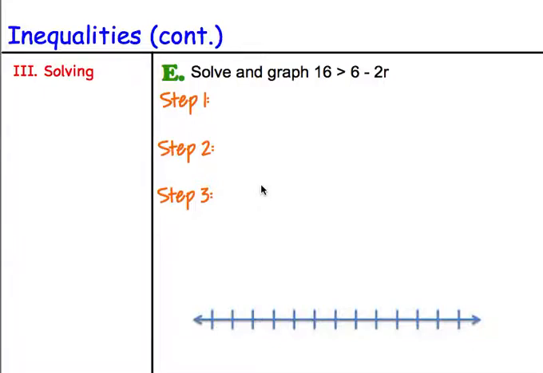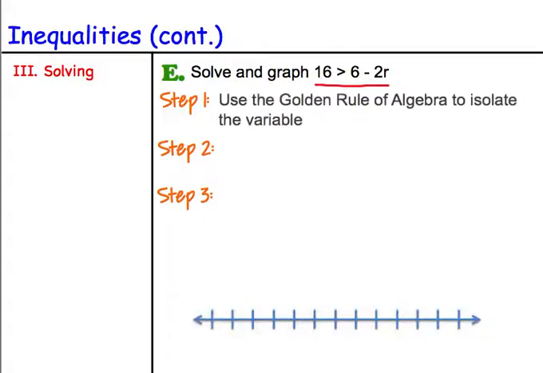The last piece that we're going to add to the graphing is solving. Now, as you can see, our inequality here is a little bit more complicated than the previous one, so we're going to go ahead and use our skills. If you bring back the good old golden rule of algebra, we're going to use that to isolate the variable. So I'm going to start off by writing my inequality: 16 is less than 6 minus 2r.